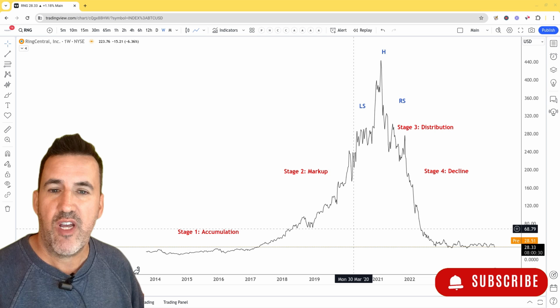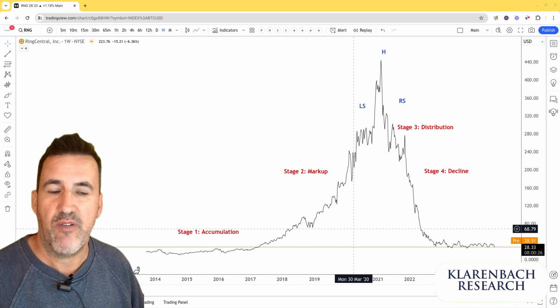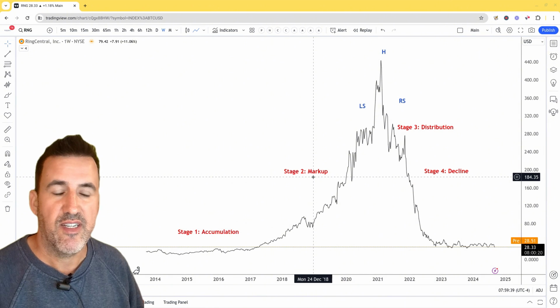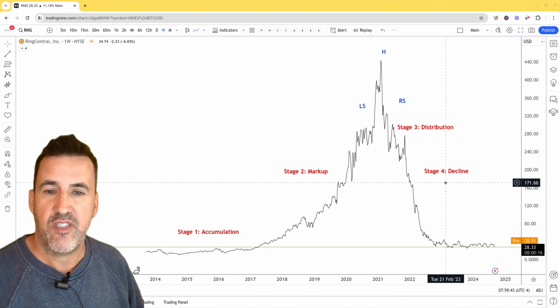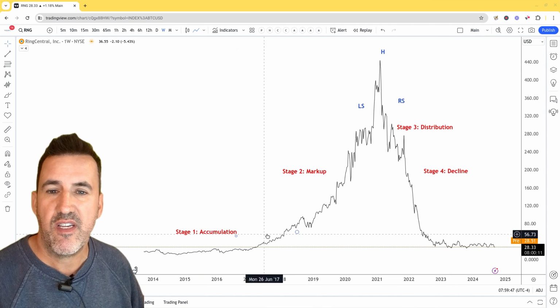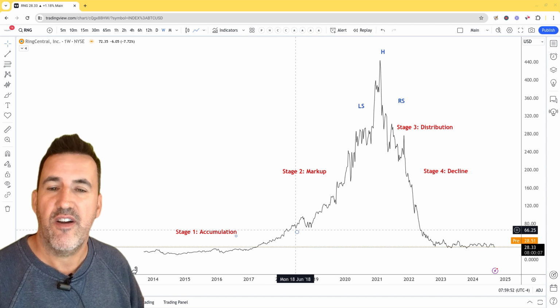Now, if you've read my newsletters and watched my videos, you'll see a common reference to the 4 stages of the market structure. Now, we have 4 stages. There's a stage 1 accumulation, a stage 2 markup where we see rising prices, distribution is stage 3, and a stage 4 decline. Now, we'll see this chart pattern in every asset class, on every time frame.